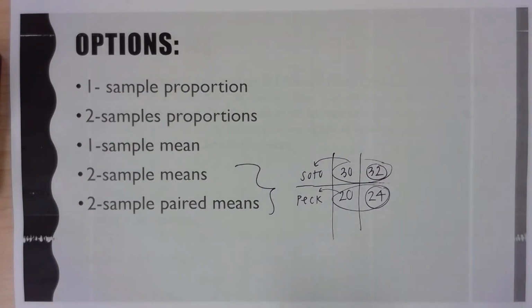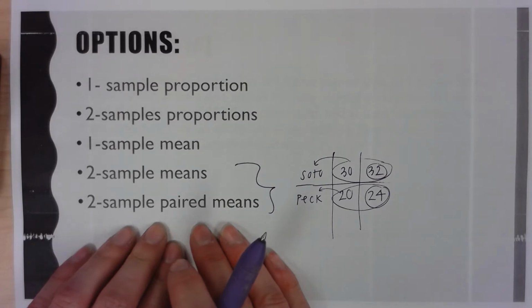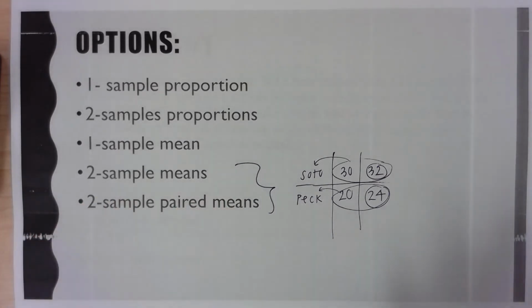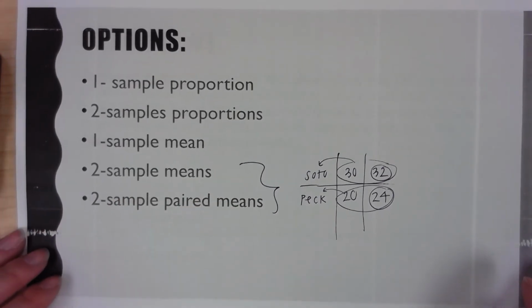So always ask yourself whether you think that data is paired. If it's paired, you're running a 2 sample paired test. If it's not, it's a 2 sample independent test.